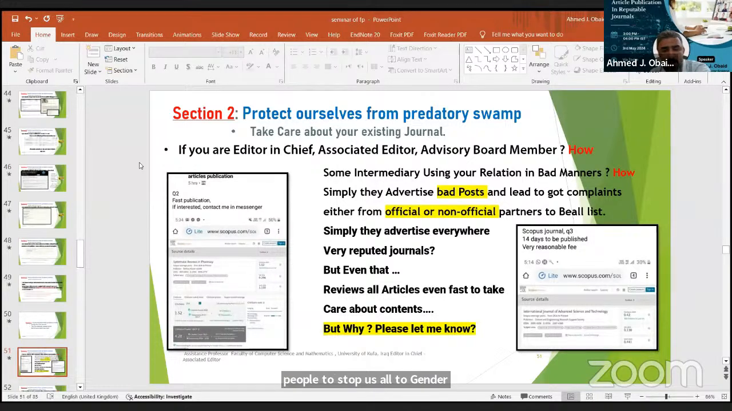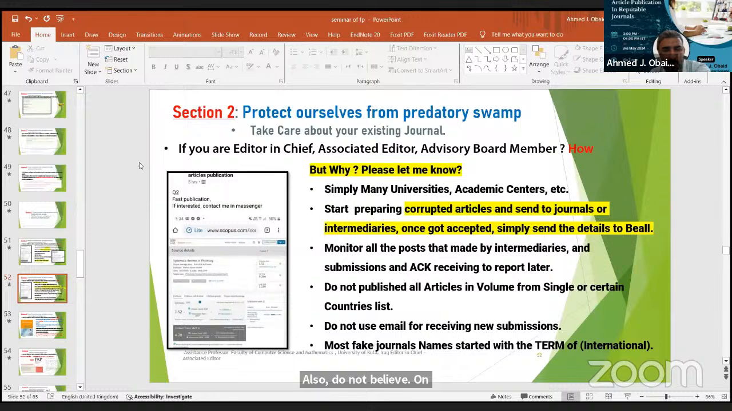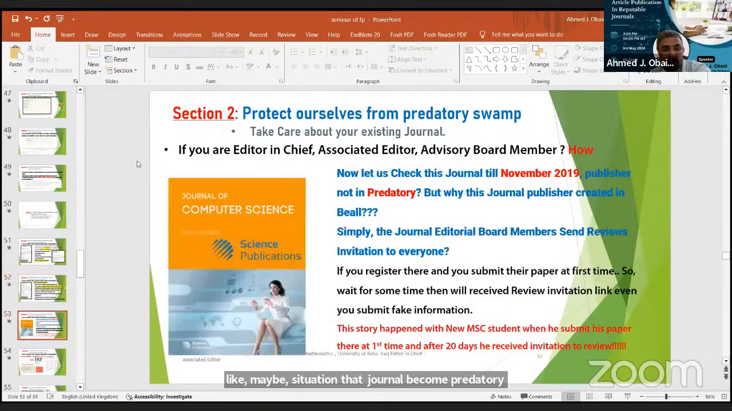Also, do not believe in journals that are announced on Facebook. This is an example here of a journal that was very good and very reputed, but because of the editorial board, the editors, maybe the situation, that journal became predatory and was discontinued from Scopus. And how about this Science publisher? Science publisher is also included as a predatory publisher. Why? Because they send invitations to anyone, even a newly registered person. And this is not good. Why? Because the articles must be shared with people who already have good experience in this.